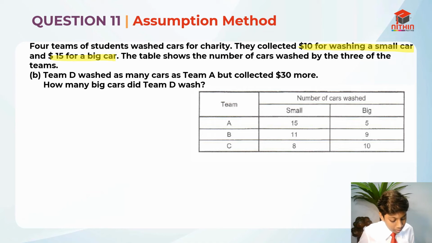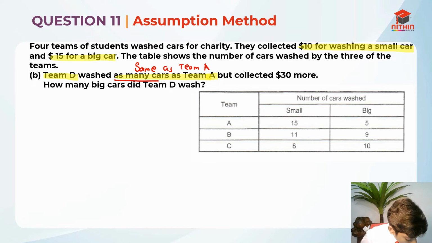Now in part B, they are telling us that team D washed as many cars as team A. Some students do not understand what "as many as team A" means. It is basically the same as team A, but collected $30 more. So team D washed the same number of cars as team A, but they collected $30 more. They are asking us how many big cars did team D wash.